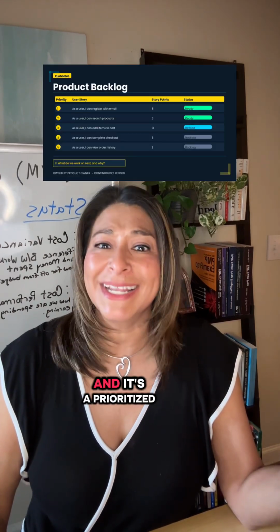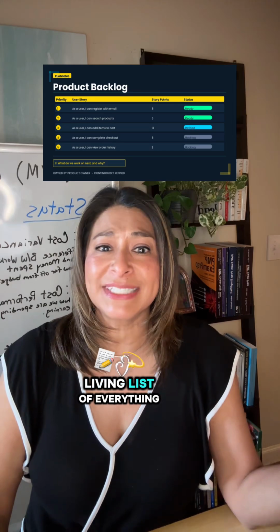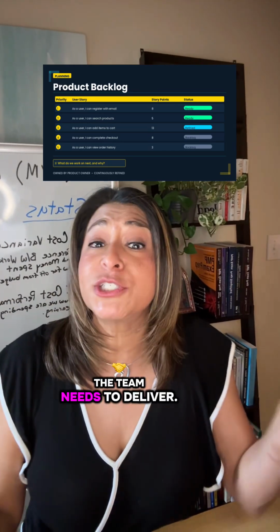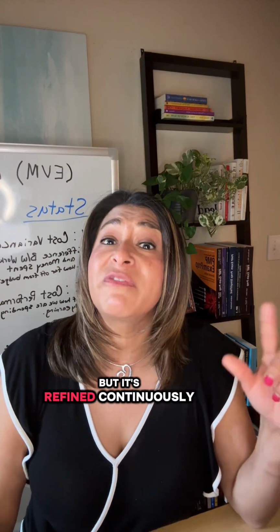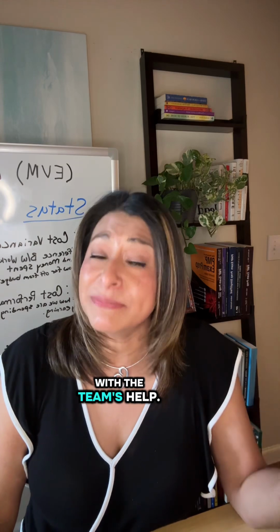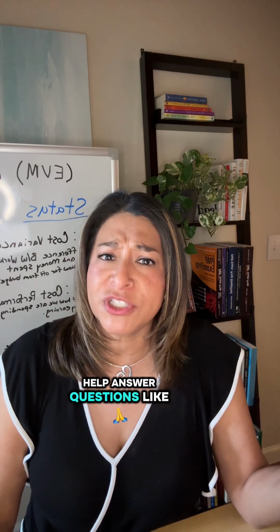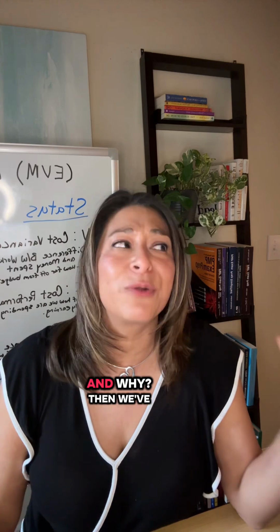Moving on to planning, we've got the product backlog, and it's a prioritized living list of everything the team needs to deliver. It's owned by the product owner, but it's refined continuously with the team's help. And it's going to help answer questions like what do we work on next and why.